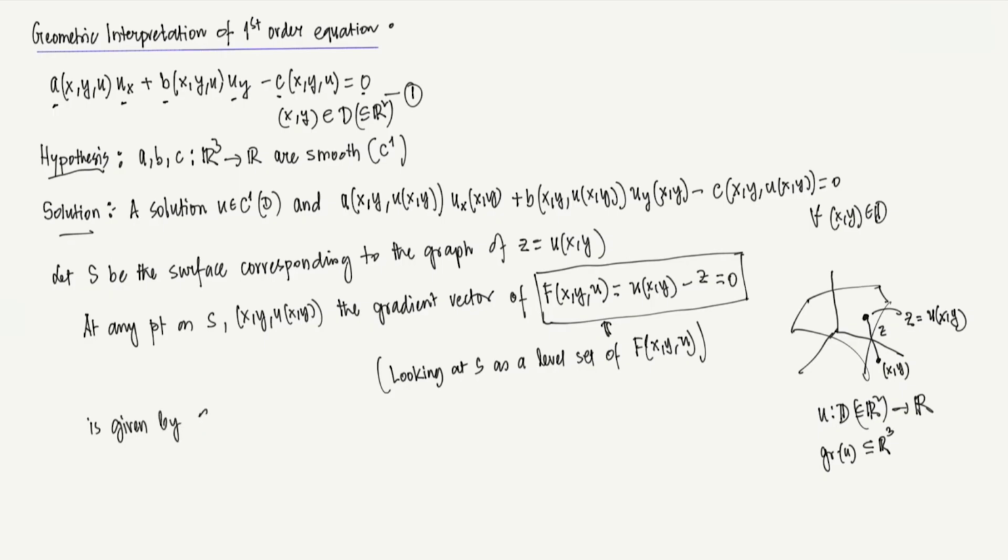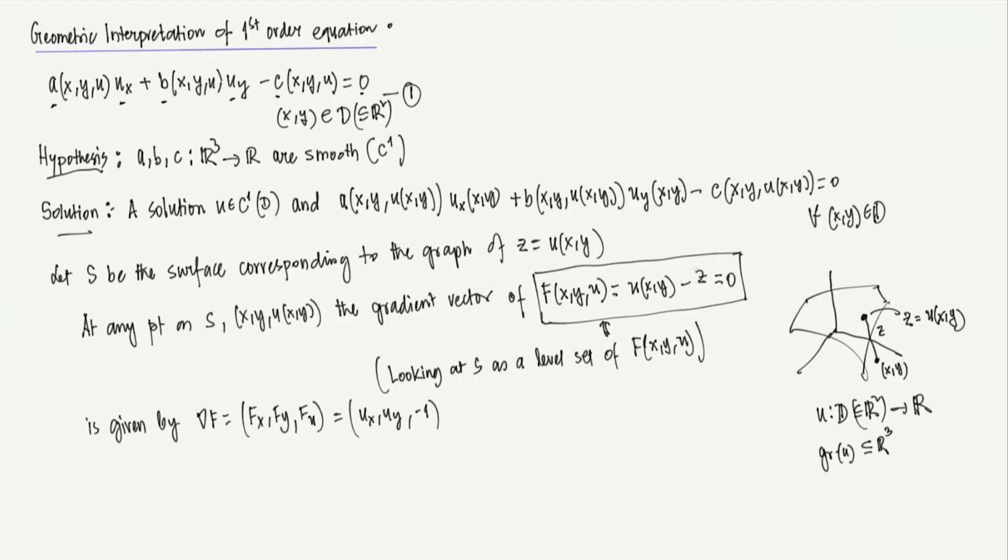If you remember, the gradient of capital F is nothing but F_x, F_y, and F_u, which, if you want to write it down, is u_x, u_y, and minus 1. See, z is nothing but u essentially, right? So it is minus 1. Yeah. See, F with respect to u is this.